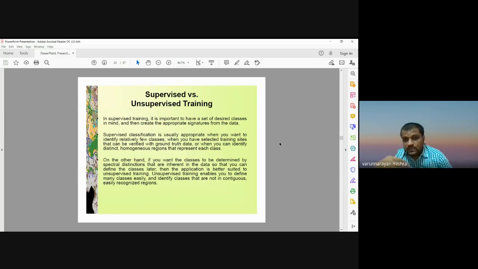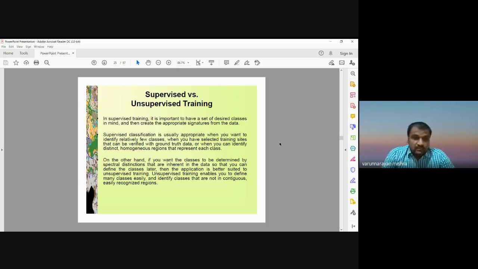So what is the difference between unsupervised and supervised training? In the case of supervised training, it is important to have a set of desired classes. You need to first identify the set of desired classes when applying supervised classification, and then create the appropriate signatures. So you first define the number of classes, whatever you desire or need, and then go for the creation of training samples and training signatures. Supervised classification is appropriate when you want to identify relatively few classes. When you have selected training sites, they can be verified with the ground data set.